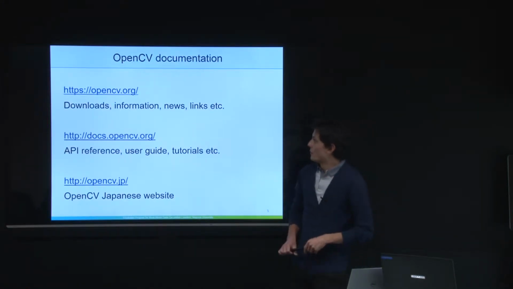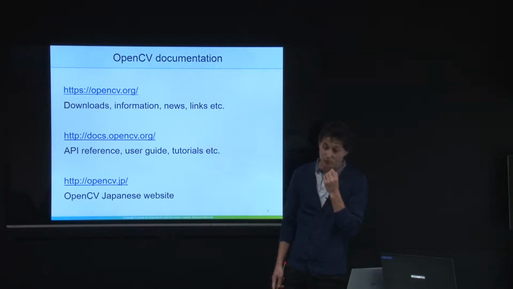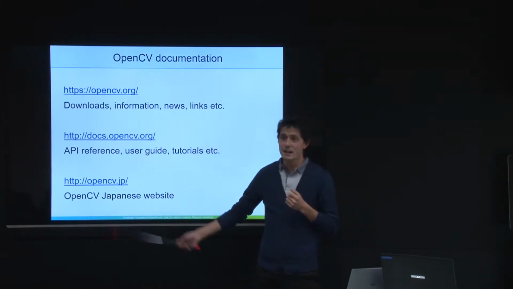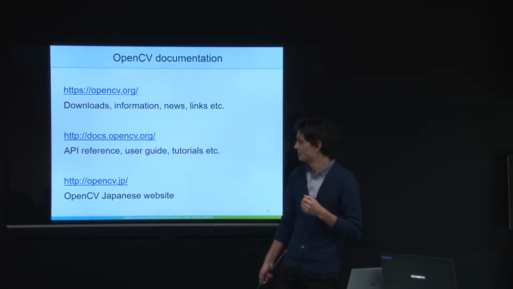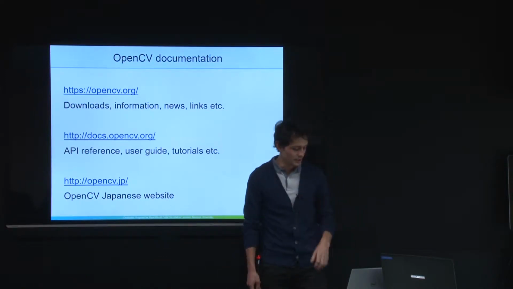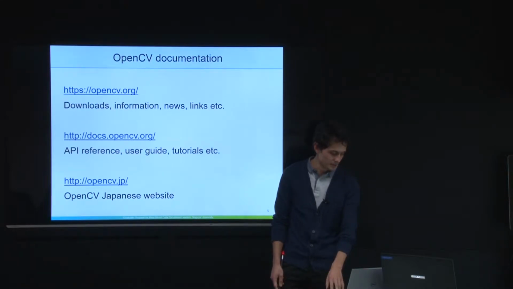There's lots of information on the website, opencv.org. You can download all of the source code yourself, lots of tutorials and so on. The API reference is very in-depth, so every function has lots of information about it there. There's also Japanese documentation too, so it's pretty easy to get into OpenCV.